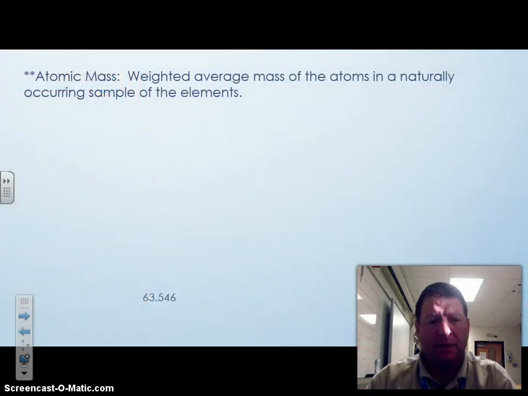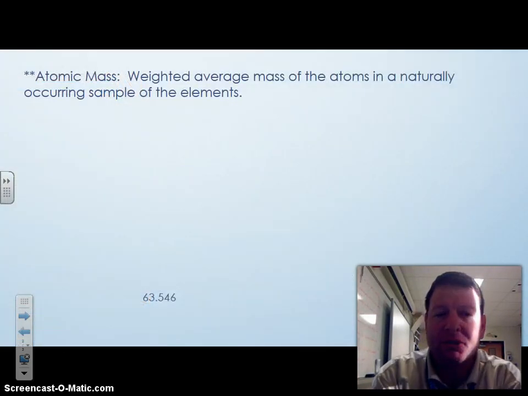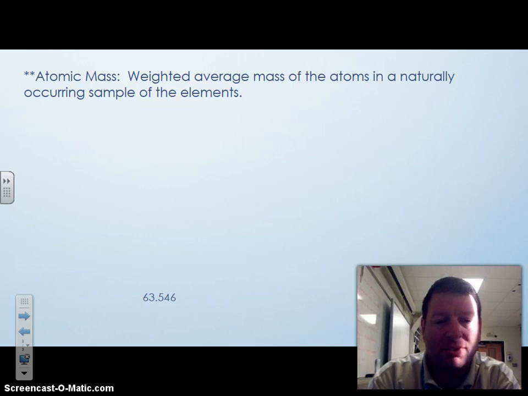The atomic mass is the weighted average mass of the atoms in a naturally occurring sample of the elements. Now remember, when you look at the periodic table, it has the atomic mass units, and they are in decimals. And I've explained before that those decimals are created due to the fact that it's not a straight average when calculating how much of those elements are out there.